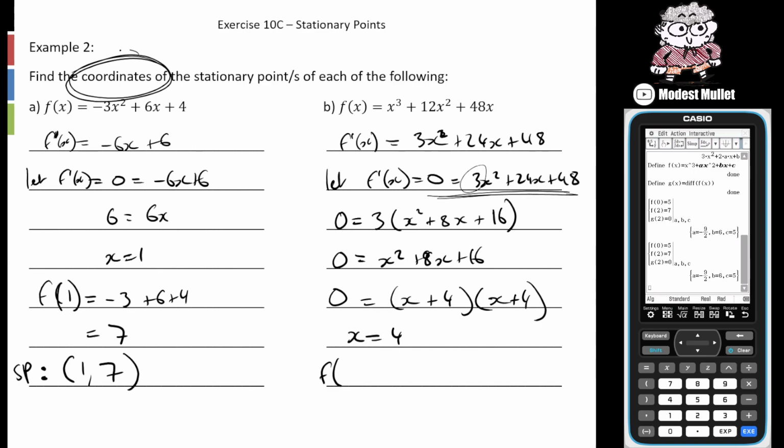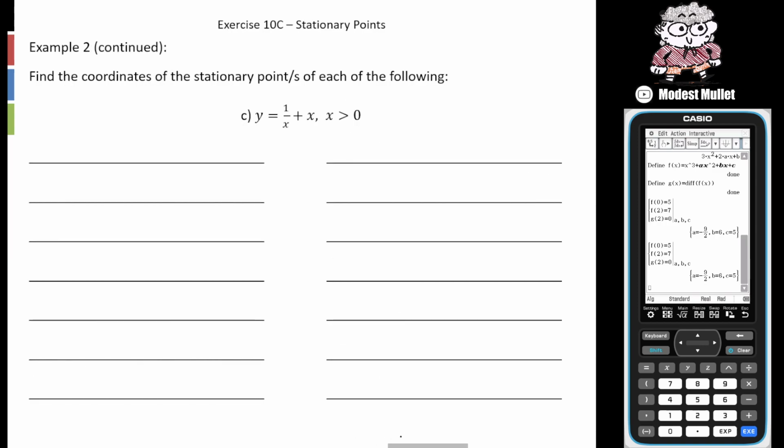We need to find, again, we're asked for a coordinate, so we need to find the y coordinate. So f of negative 4 is equal to 4 cubed plus 12 by 4 squared plus 48 by 4, which is equal to whatever it is. I'm not going to waste time doing the mental arithmetic, but you can. And you would get our coordinate, which is negative 4, whatever it is.